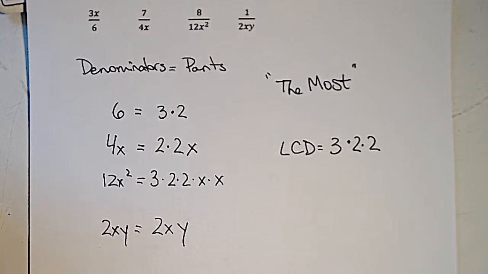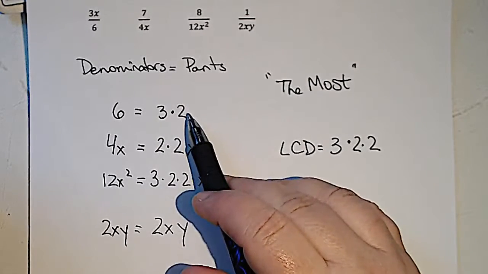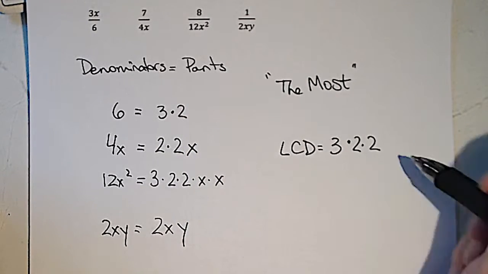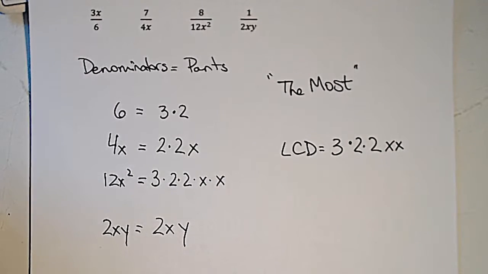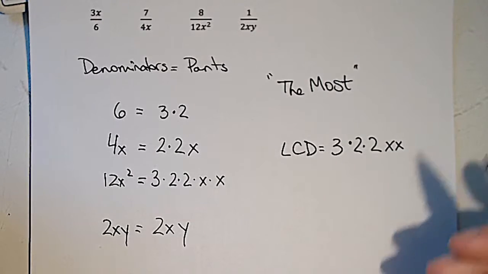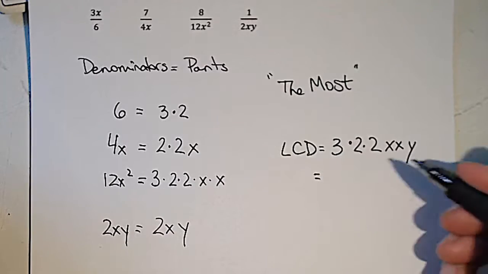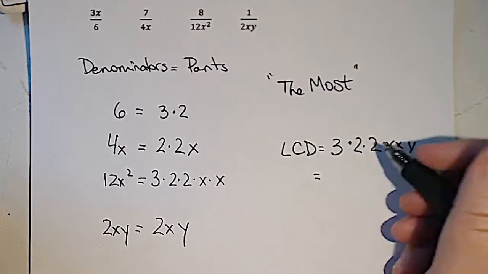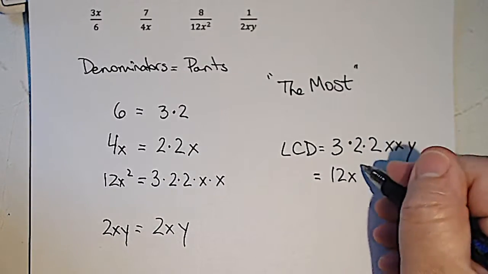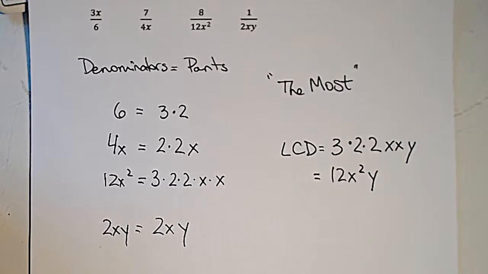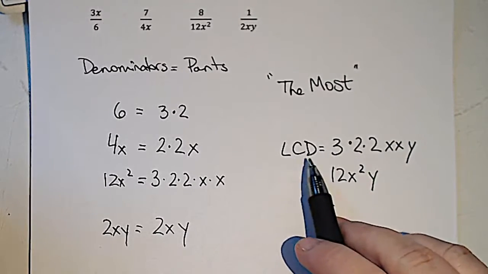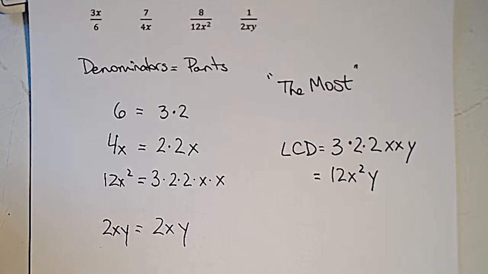Now, how about the x's? There's 0 x's, there's an x, 2 x's, 1 x. The most is 2 x's. And then do I have to include a y? Because there are no y's here. And the answer is, well, if you don't put this y in there, then this one's not going to fit those pants. So I got to put in the y. So it's 3 times 2 times 2. So that's 4 times 3. That's 12. X squared y is our least common denominator. Or we could also call it the least common multiple if you wanted to.